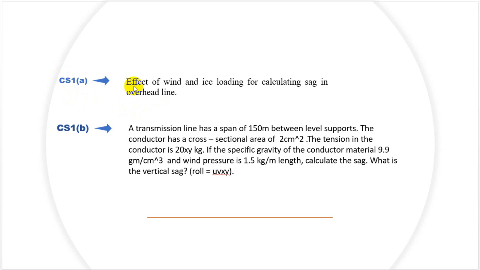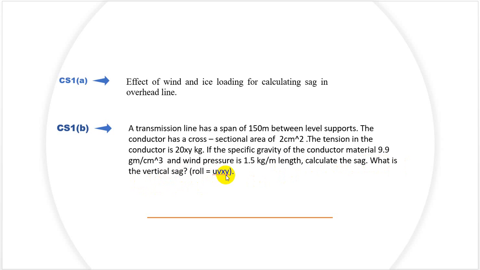Case study 1A: effect of wind and ice loading for calculating sag in an overhead line. Case study 1B: a transmission line has a span of 150 meters between level supports. The conductor has a cross-sectional area of 2 cm². The tension in the conductor is 20xy kg, the specific gravity of the conductor material is 9.9 gram per centimeter cube, and the wind pressure is 1.5 kg per meter length. Calculate the sag. What is the vertical sag?